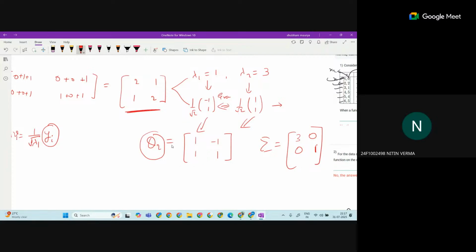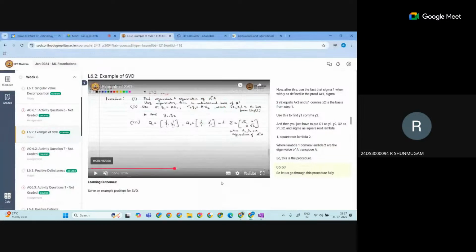Now, in the procedure, it is written as Q1. Is it written for Q1? For A transpose A, I am saying. We are proceeding with the A transpose A.